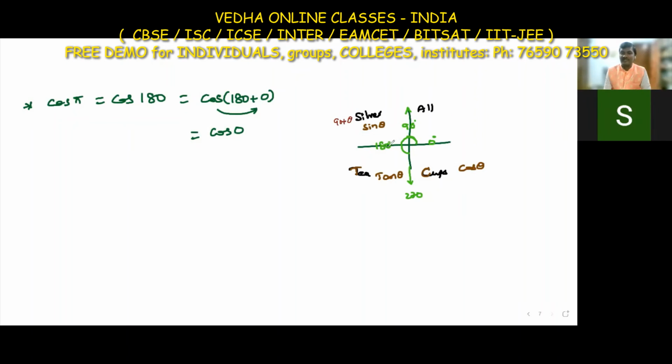Up to here it is 180 degrees. 180 degrees means 180 minus theta, which is less than 180 and more than 90. In between that, only sine theta is positive, and cos theta and tan theta are negative. In this range, they are negative.